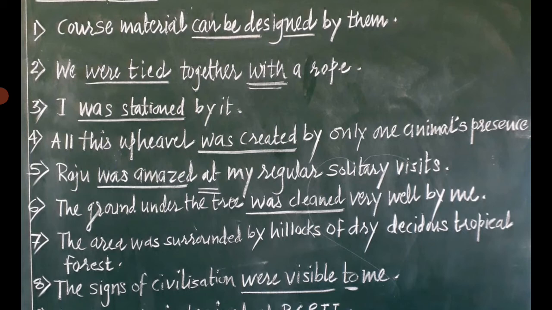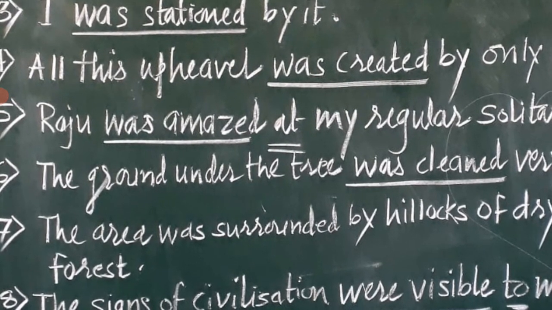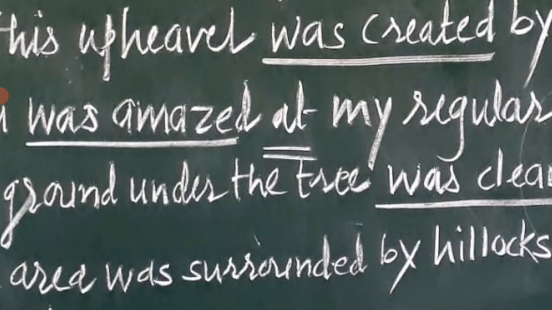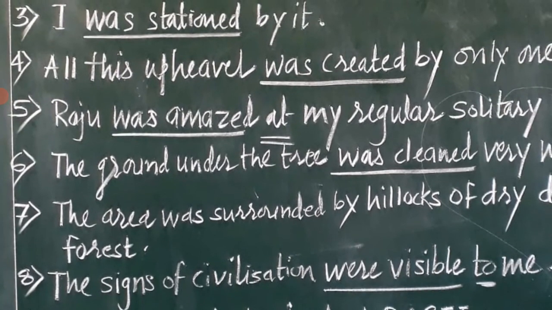Afterwards I was stationed by it. Here by is used, was stationed is underlined. All this upheaval was created by only one animal's presence. Afterwards Raju was amazed at my regular solitary visits. Dear students, here in place of by or with, the preposition at is used, so it is again acting like by.